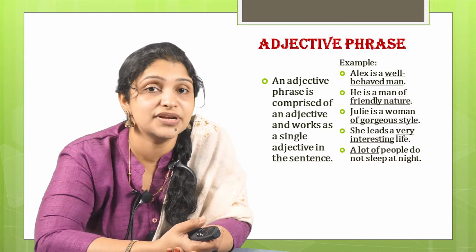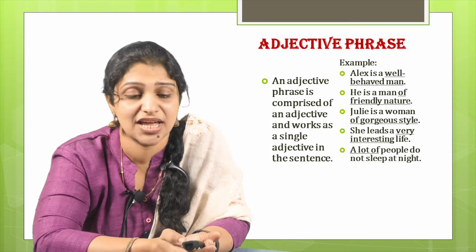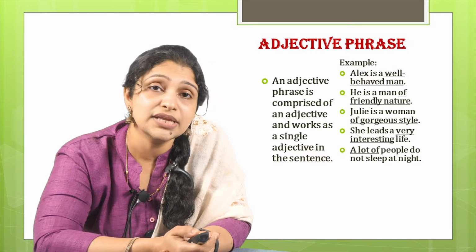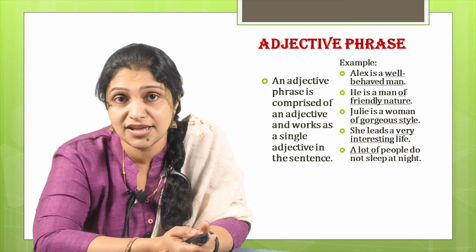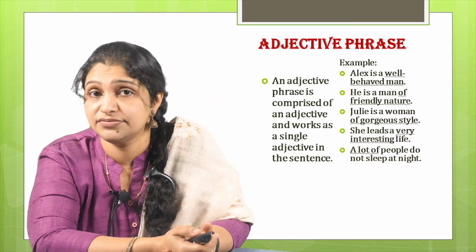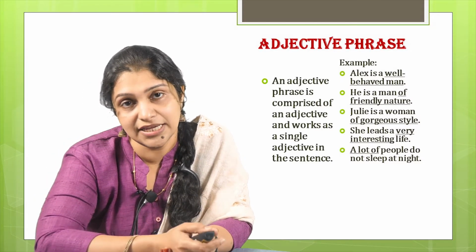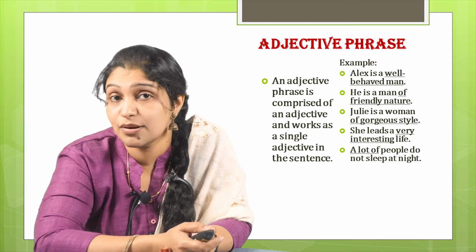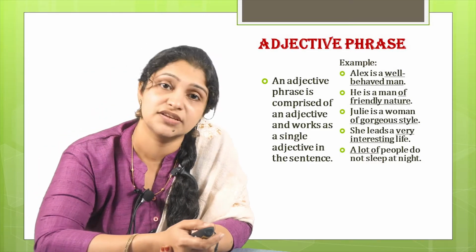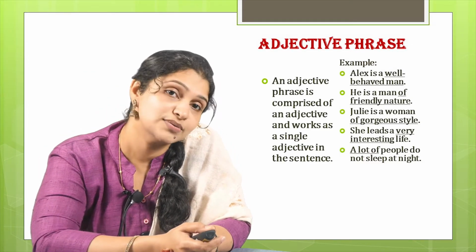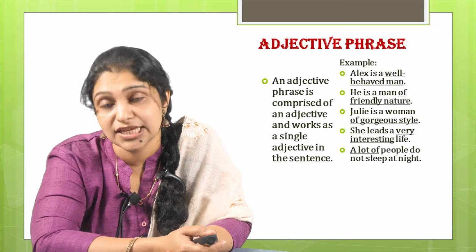There goes the adjectival phrase where you have the adjective friend, which is dominant, and a group of words which functions as an adjectival phrase. Julie is a woman of gorgeous style. She leads a very interesting life. A lot of people do not sleep at night. Check the underlined group of words. All these are examples of adjectival phrases. So here, a group of words with a dominant adjective, along with many other words like nouns, pronouns, verbs, adverbs, and other adjectives, are termed as adjectival phrases.